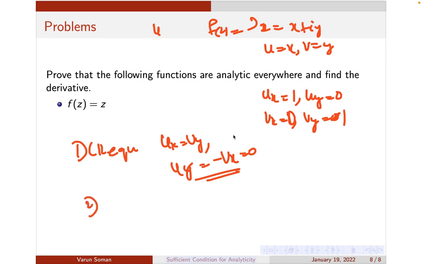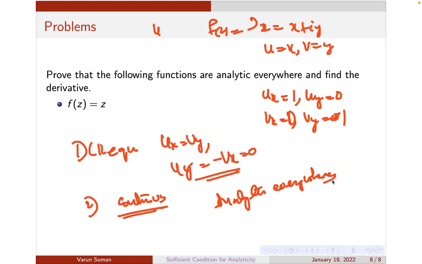You can see that these are all simple constant functions. So you can directly say that since ux, uy, vx, vy are constants, they are continuous. This step should be there, only then you will get marks. So you should mention this step here: since ux, uy, vx and vy are constants, they are continuous, and therefore since the function satisfies CR equations and they are continuous, it is analytic everywhere, because there is no point of discontinuity here.